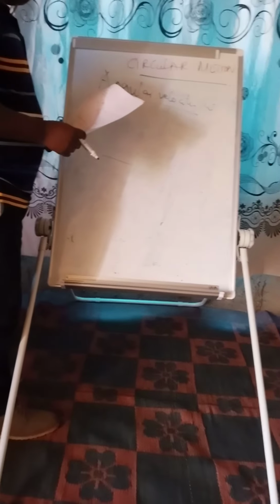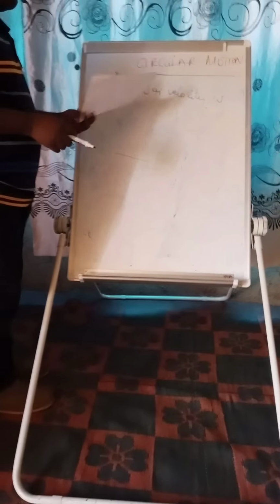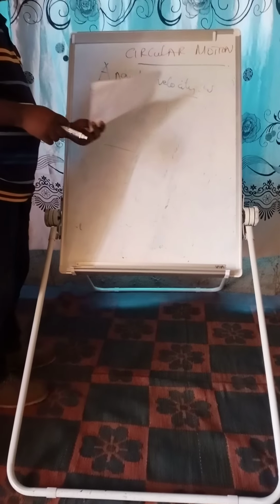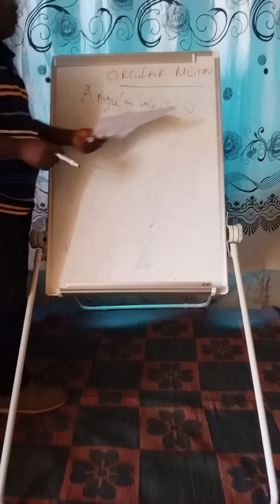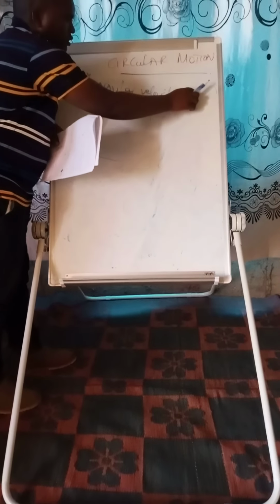Let's see angular velocity. Because our object now is moving in a circle, it means it is moving through a certain angle. So what we have to use here is velocity, not speed, because there is a direction, which is the angle. So our velocity now will be angular velocity, represented by the symbol omega, w, which is known as omega.